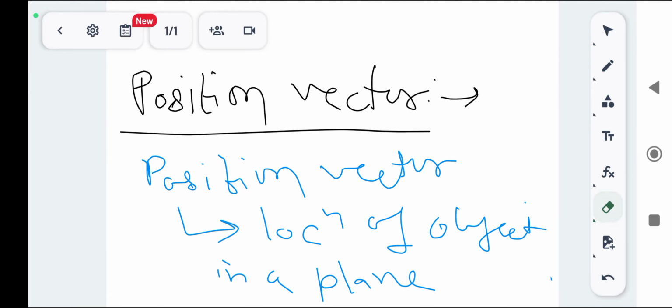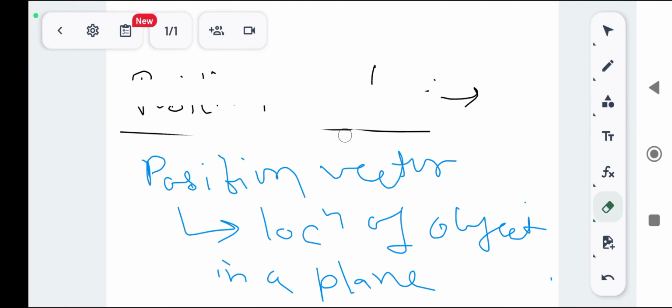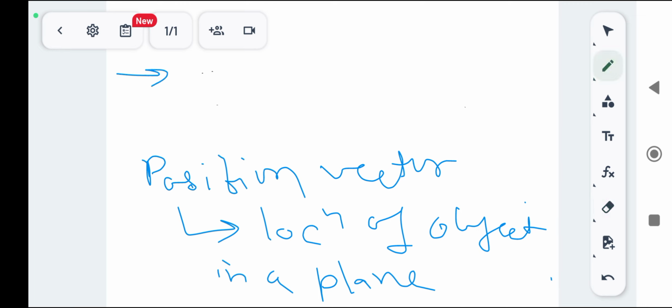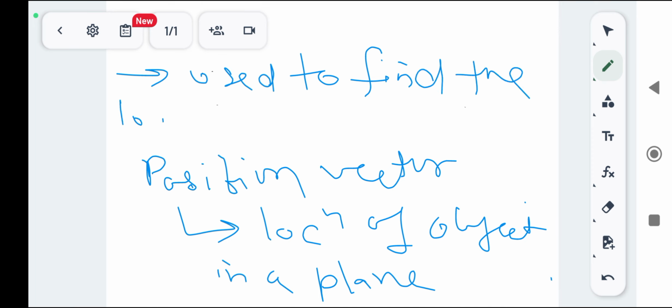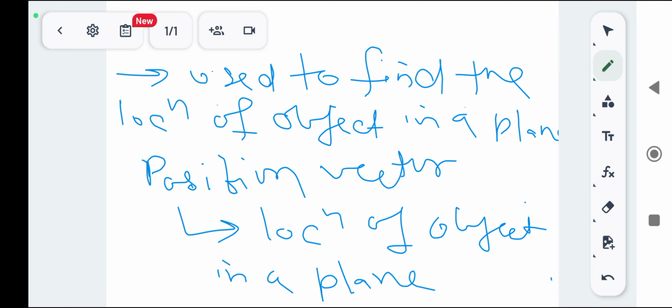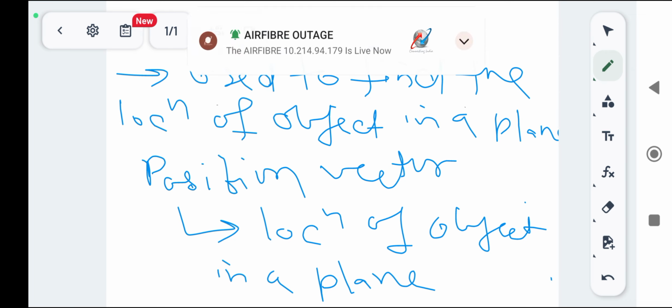Now write down this. The position vector is used to find the location of an object in a plane.